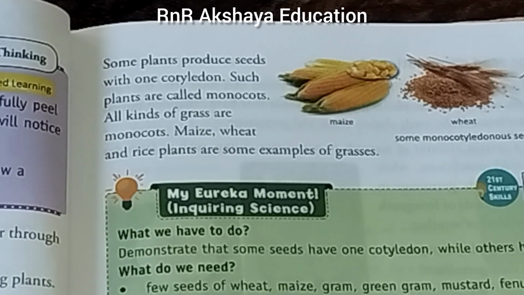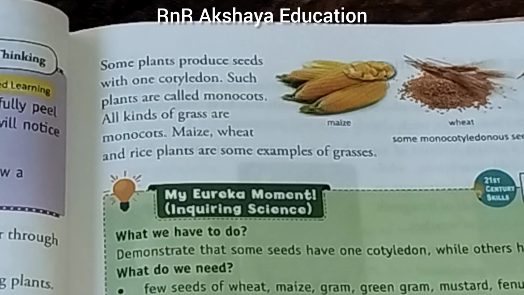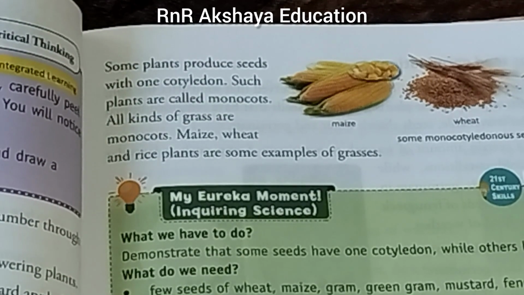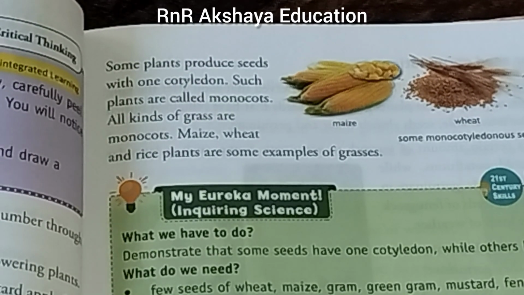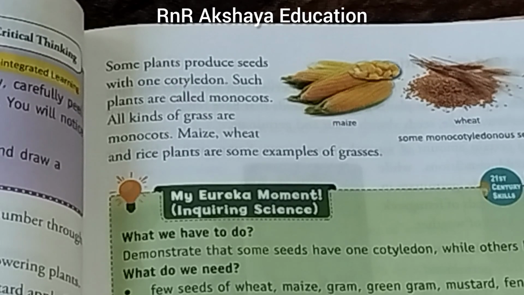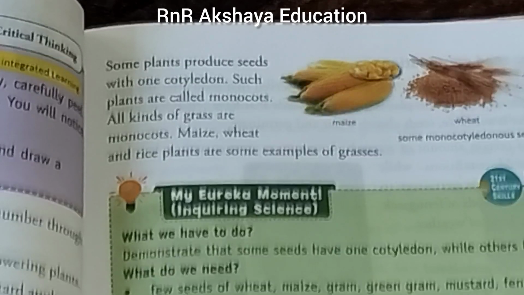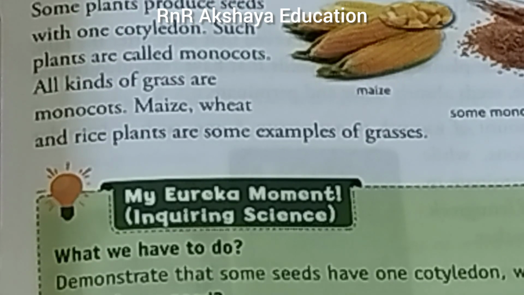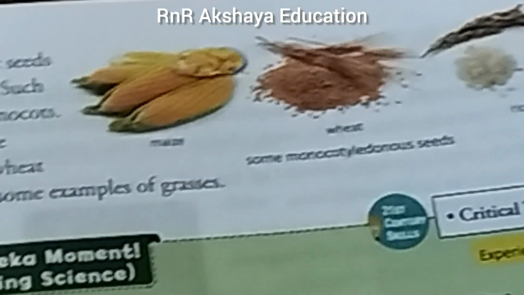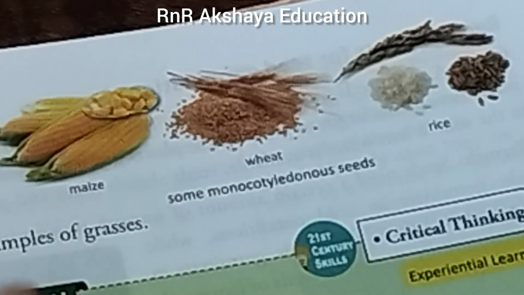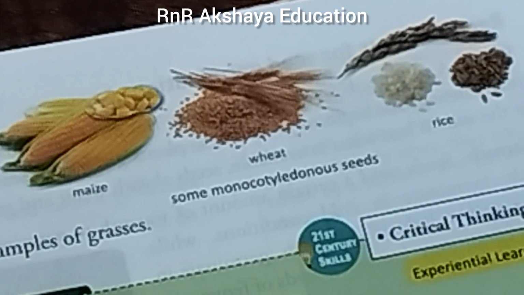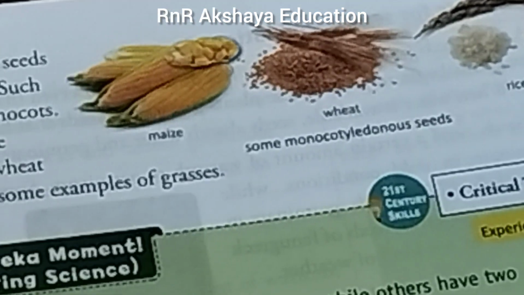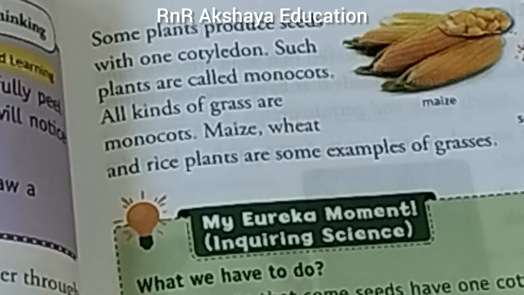All kinds of grasses are monocots. Maize, wheat and rice plants are some examples of grasses. See, here they have given the examples with pictures, right? This is maize, wheat, rice. So these are all examples of monocots.